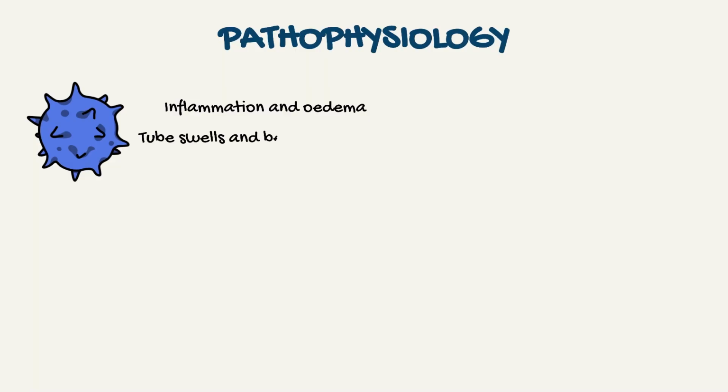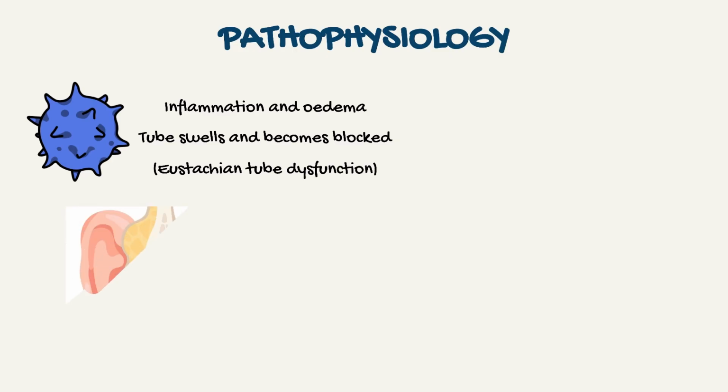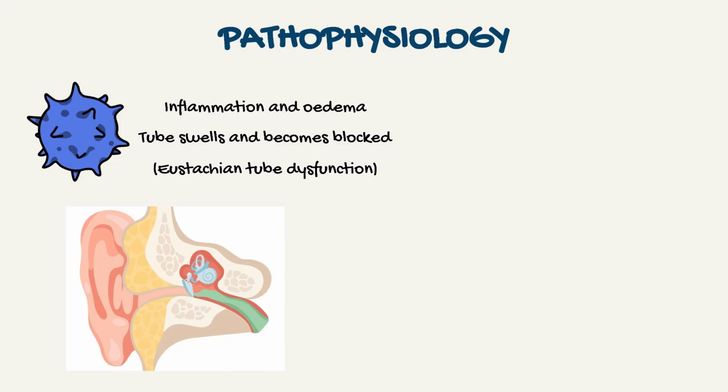So what goes wrong? The pathophysiology almost always starts with a viral upper respiratory tract infection. This virus causes inflammation and edema of the nasopharynx, which includes the opening of the eustachian tube. The tube swells and becomes blocked, and this blockage, or eustachian tube dysfunction, is far more likely in a child because their tube is shorter, floppier, and more horizontal, which severely impairs drainage.